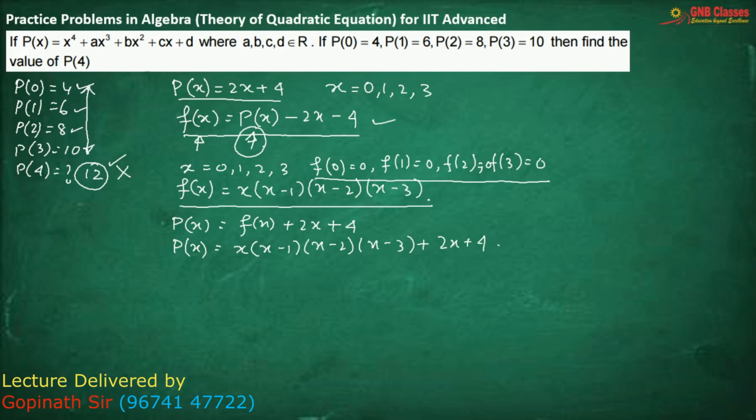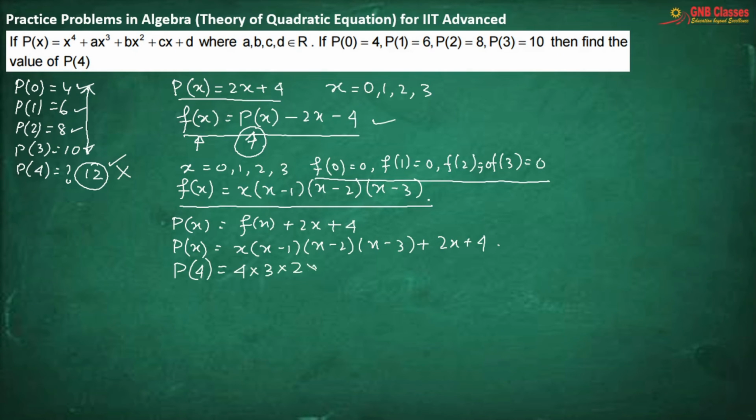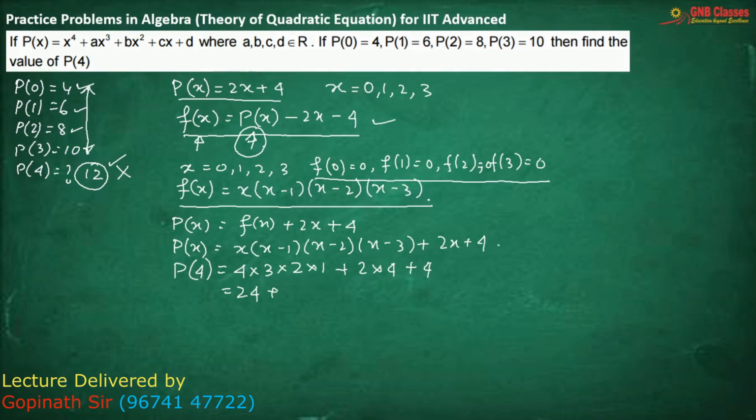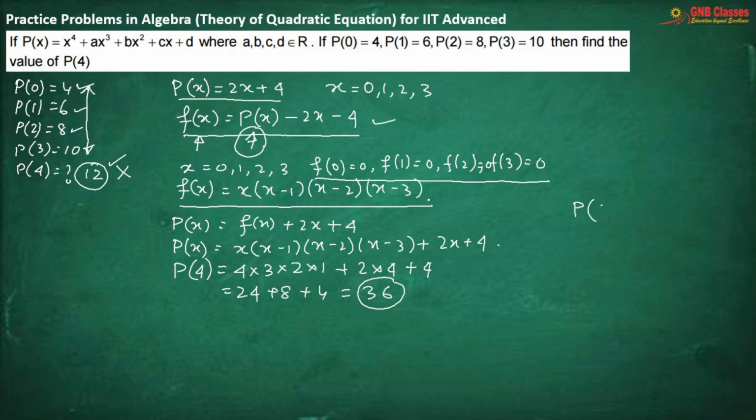Now we have to find out the value of P(4). So I am putting 4 in place of x. So we are getting 4 into 3 into 2 into 1 plus 2 into 4 plus 4. Answer comes to 24 plus 8 plus 4, which is nothing but 36. Is it clear? Therefore, the value of P(4) is nothing but 36. Have you understood this problem? Okay.